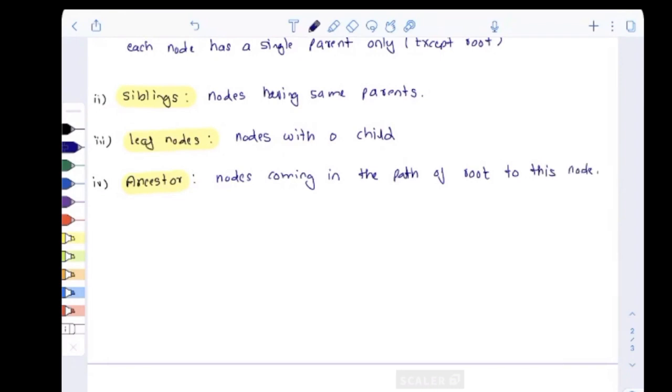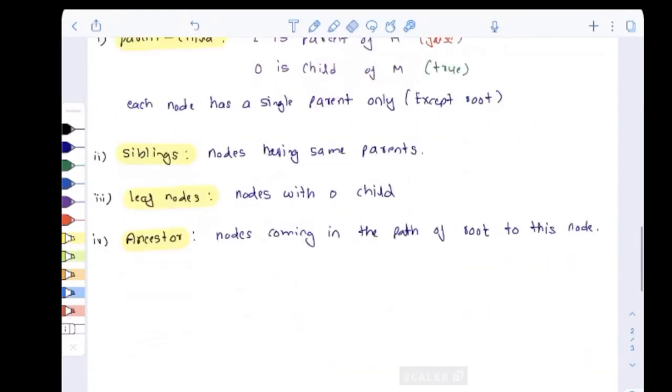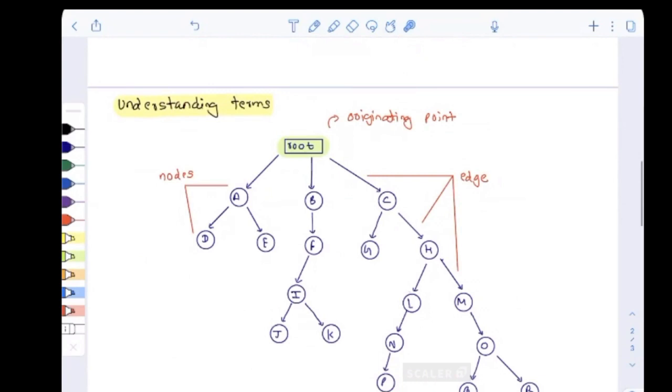Right? So if you want to know the ancestors of a particular node, the ancestors are nothing but the nodes coming in the path from root to this node. Nodes coming in the path, or you can just consider this as the key from root to this node. Okay? So let's understand. For example, suppose I want to know the ancestors of M. Draw a path from root to this node, and now all the nodes coming in this path are going to be considered ancestors of M. Root, C, H.